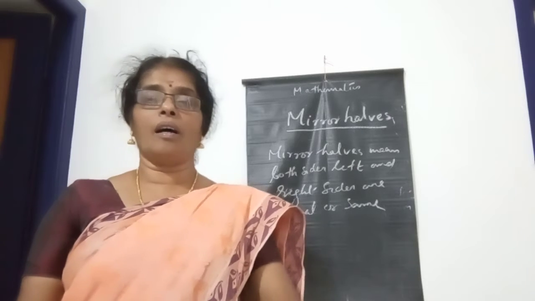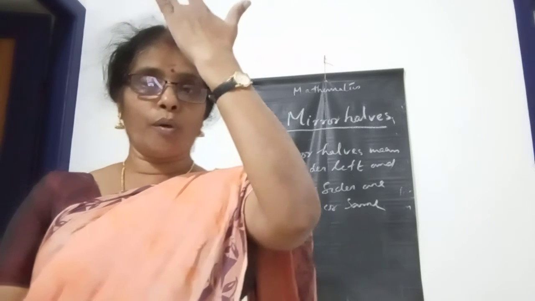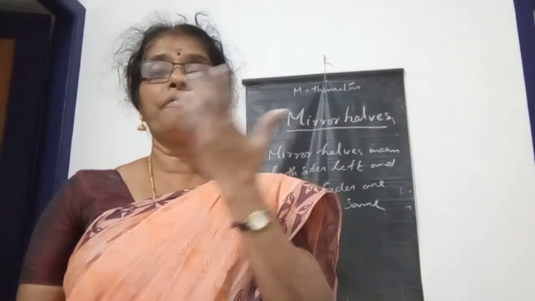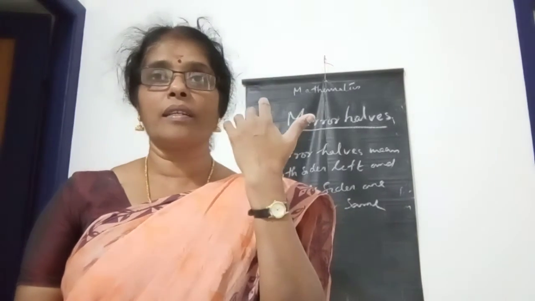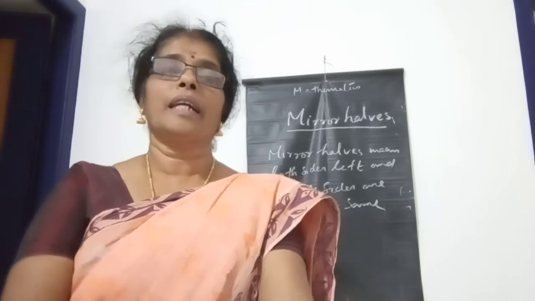Look here, children, our face is an example for that. If we draw a line in between, our left and right sides are equal, isn't it? Then we can say that our face is also a mirror house.